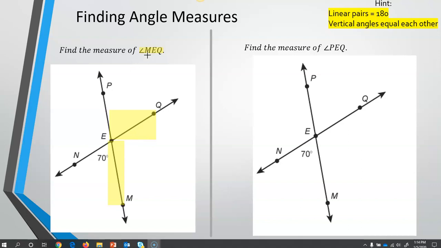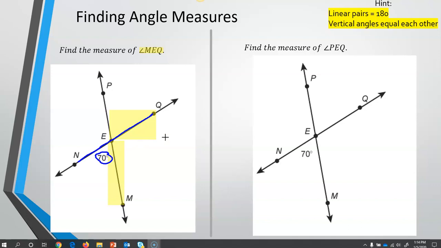To find the measure of it, I also need to know what I already know. What angle measure might I already know? I see right here that MEN is 70 degrees. So what is the relationship between MEN and MEQ? Notice that NQ makes a straight line, so these are linear pairs.